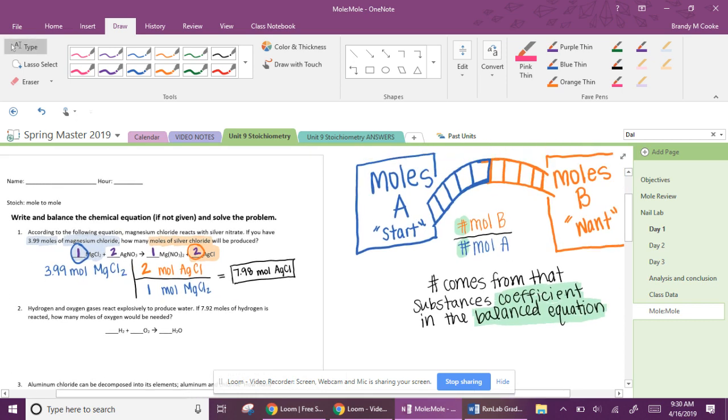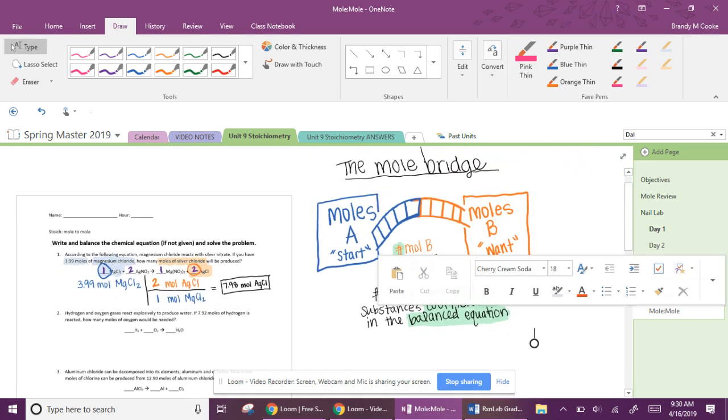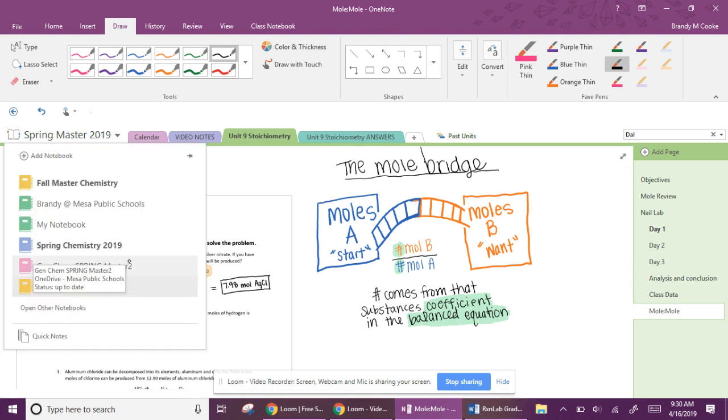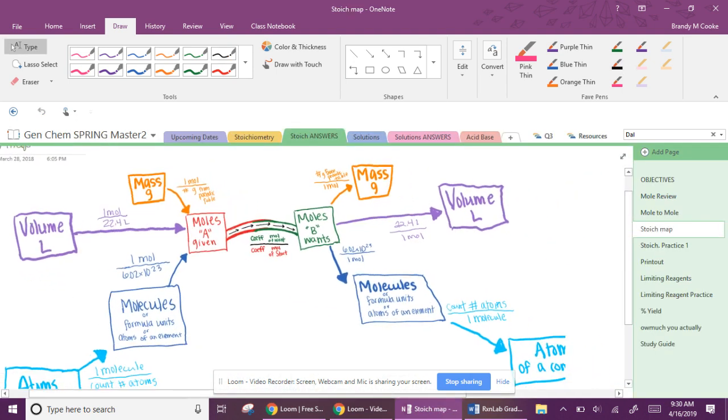So you do these questions the same way. You always identify what the question gives you, and that's your starting point. Identify what the question wants, and then go ahead and cross the bridge. The next video that you can watch is the actual stoichiometry video, where we take this mole bridge and we cross it within a full stoichiometry problem. And that means that we're using that big mole map that I showed you earlier right here. So get ready for that.